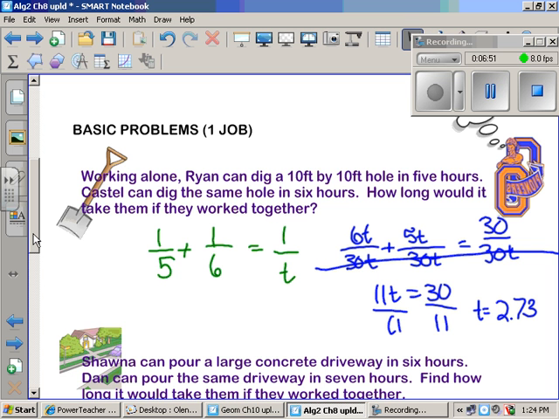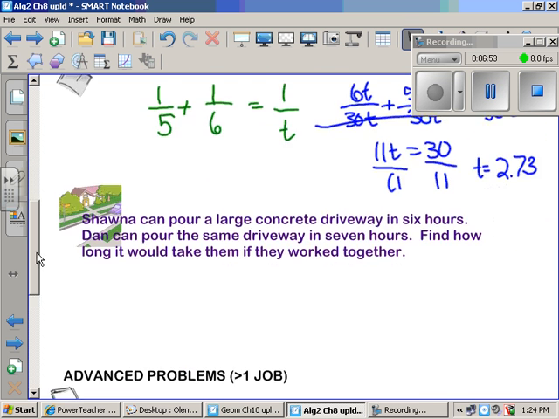All right, take a minute and do the Shauna problem, the concrete driveway. And if you get done, raise your hand, let me check it, and then go ahead and do number 3, but don't do number 4 because I'm going to add a different kind of problem.